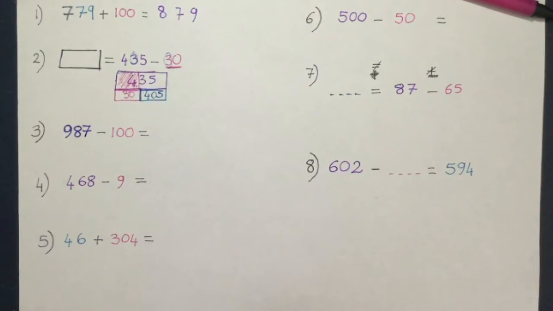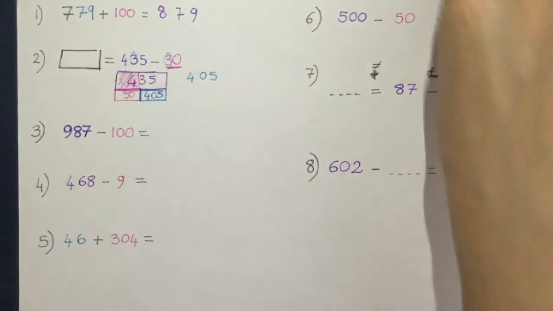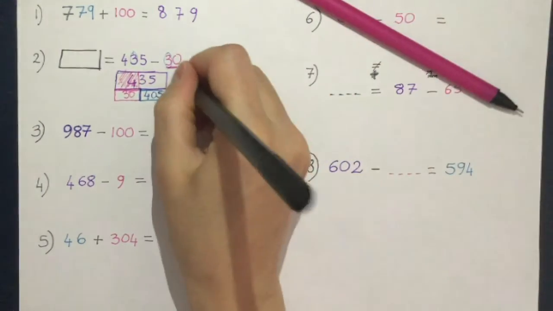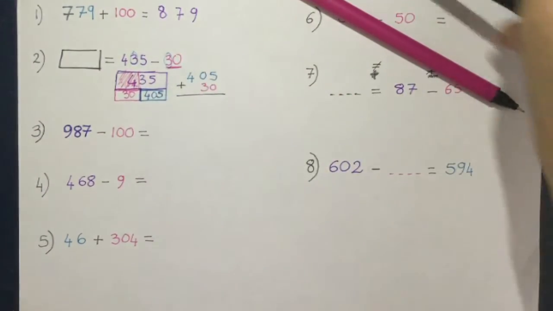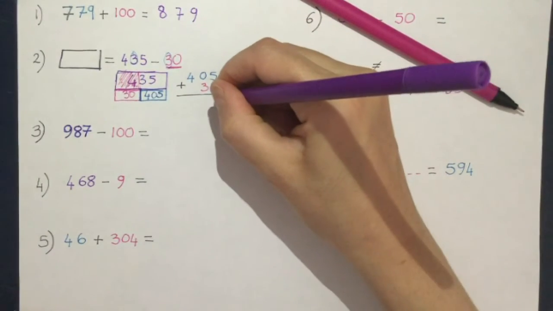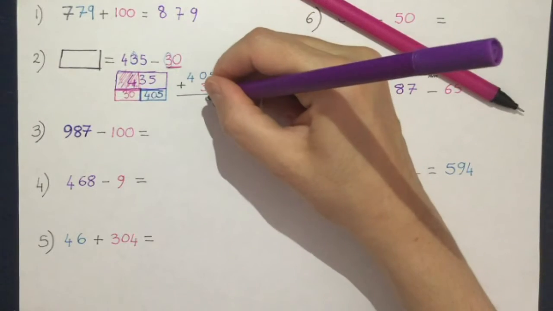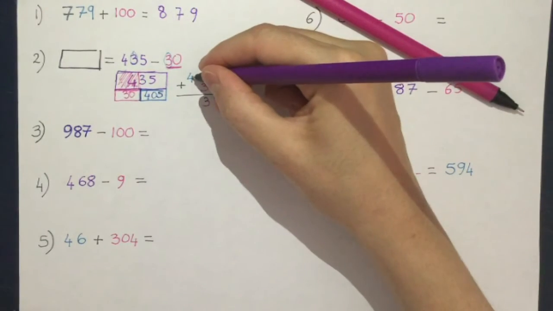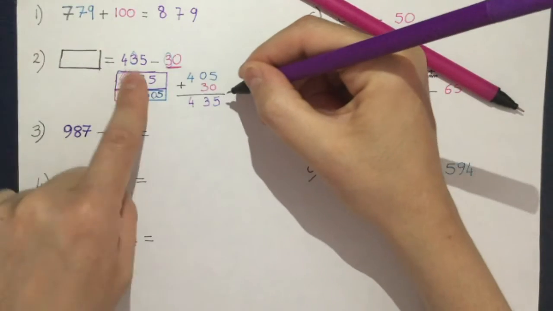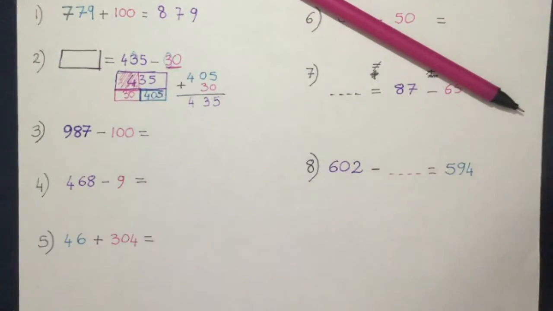What do I do to make sure that it is correct? I can do the inverse operation. 405, add 30. That would be 5, add 0, 5. 0 tens plus 3 tens, 3 tens. 400 plus no 100, 400. 435. Is that my first number? Yes, so my answer is correct.